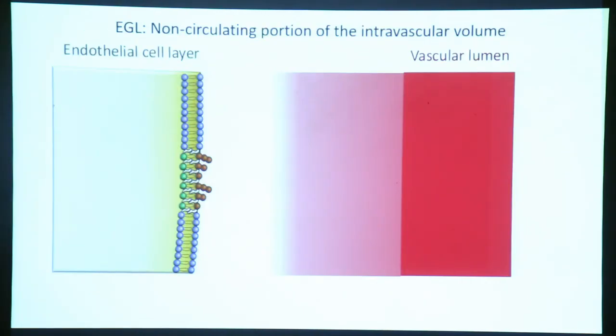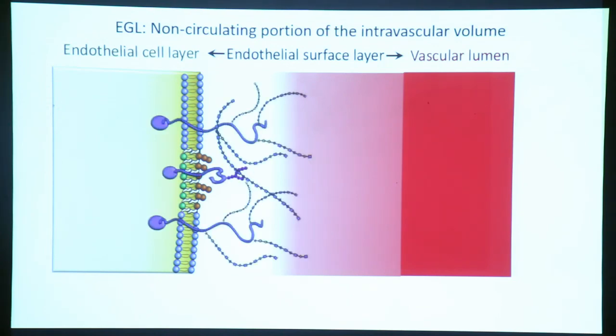I told you this glycocalyx is a non-circulating portion of the intravascular volume. This entire part is the vascular lumen, but the vascular lumen which I have shaded bright red is the only place where the flow is taking place. In the rest of it, the flow is not taking place. You have the endothelial cell layer here and the vascular lumen here. What is between them? You have the endothelial surface layer, and this is what constitutes the endothelial glycocalyx.